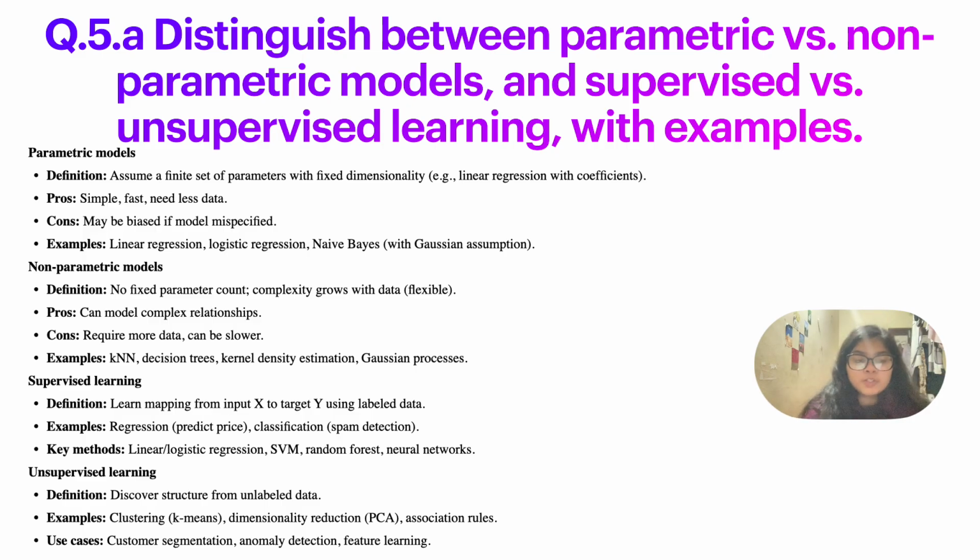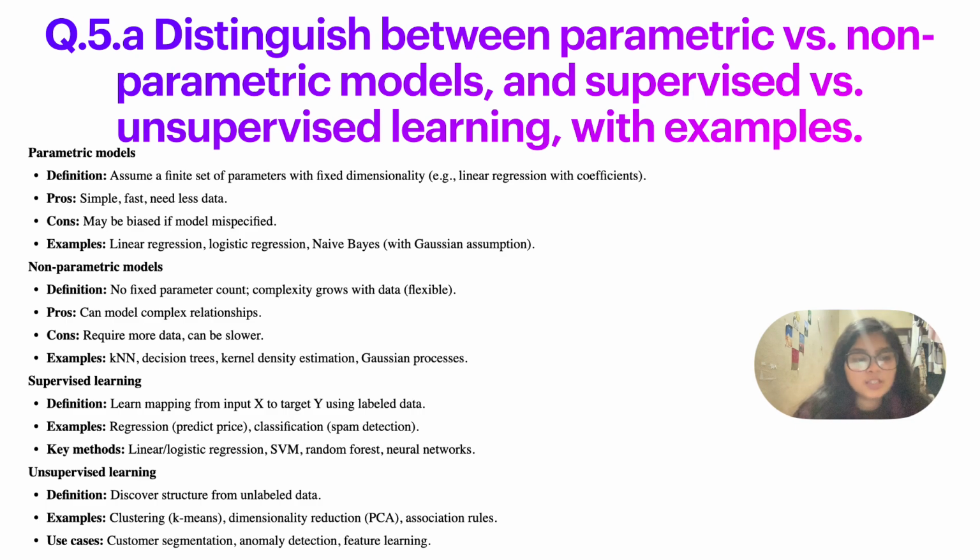Talking about non-parametric models, they don't have a fixed assumption about the functional form. Their complexity grows with data. This model can model complex relationships. It requires more data and it can be a little slow. For example, KNN, decision tree, kernel density estimation, Gaussian process.